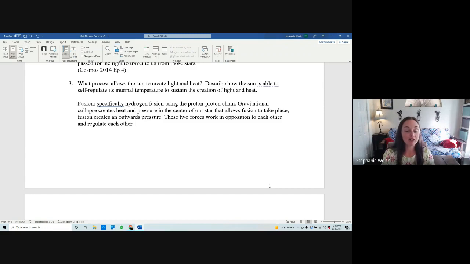Now, it's after the star runs out of hydrogen, and our star will run out of hydrogen in another 5 billion years. We'll all be way dead at that point, so we're in good shape there.